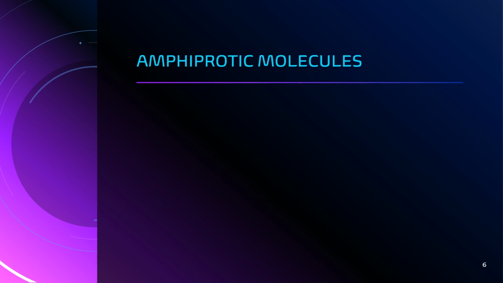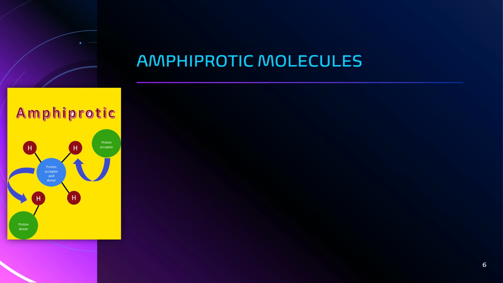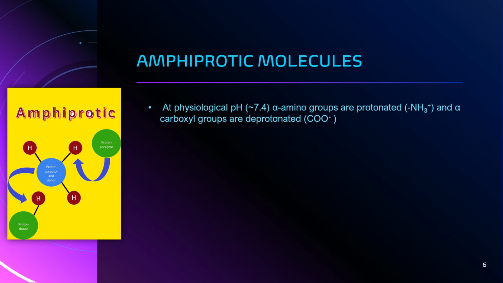Next, about the amphiprotic property of an amino acid. An amphiprotic molecule or ion can both accept as well as donate protons, which means it can act both as an acid as well as a base. If we analyze, the ionization state of an amino acid varies with pH. At physiological pH, that is approximately 7.4, the alpha amino groups are protonated, which means they are in the NH3 plus condition, and the alpha carboxyl groups are deprotonated, that is COO minus.